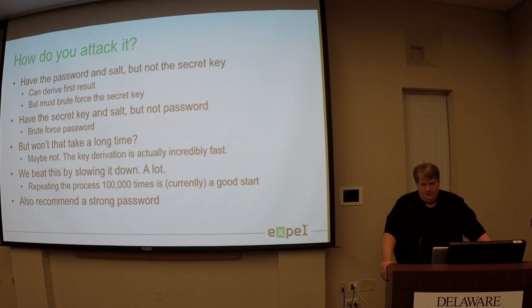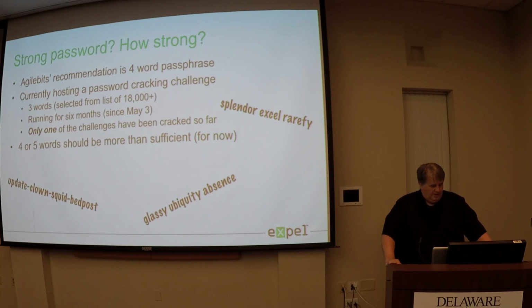And that won't take much time at all because, again, the key derivation that they use here is super, super fast. So they slow it down by doing it 100,000 times. They still recommend a strong password. And actually their current recommendation is to use a 4-word passphrase. But just to make sure that that's really strong enough, they actually started a competition in May where they published a list of 18,000 individual words, just a dictionary of words.